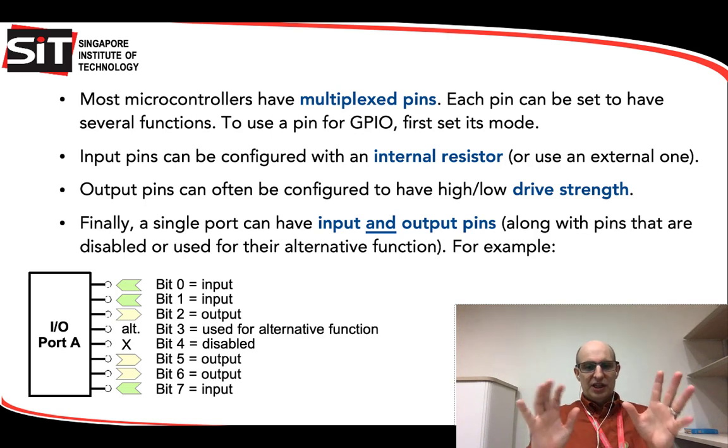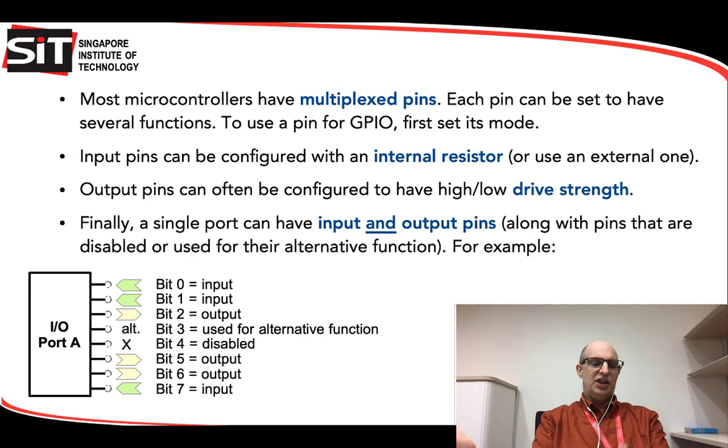So we can see the diagram at the bottom of the screen on the left-hand side. We've got my I/O port A, and I've defined three of those pins as inputs. I've defined three of those pins as outputs. I've defined one pin as used for its alternative function. Maybe that's a serial port or whatever. I don't know. We have to look at the data sheet. And I've disabled one pin, so it's not used at all.